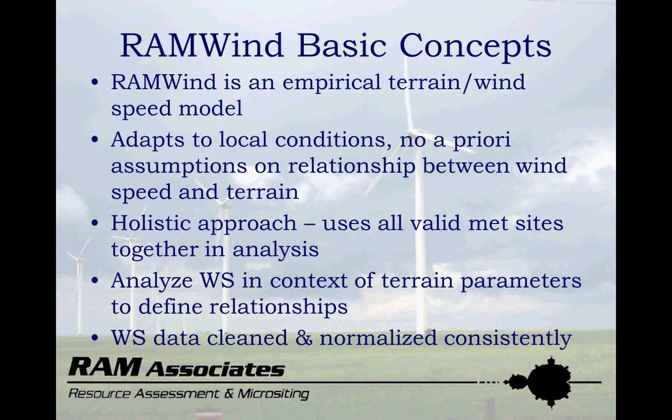Okay, RAMWind is essentially an empirical terrain wind speed model. It adapts to local conditions at a site with no a priori assumptions on the relationships between the wind speed and terrain. Instead, with RAMWind, we let the wind data essentially tell us how the terrain is related to how the wind speed varies. It's a holistic approach where we like to use all the Met towers at a given site in a combined analysis to collectively indicate the relationships between wind speed and terrain.